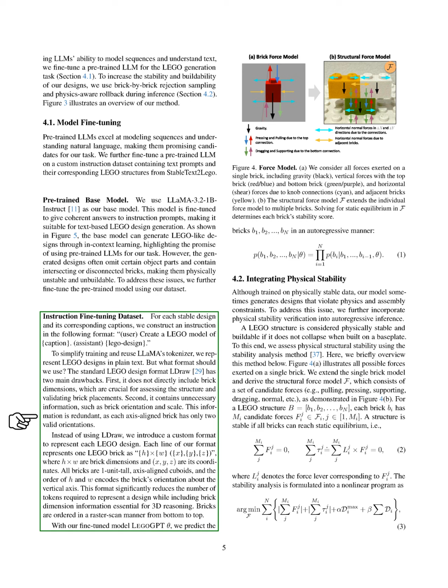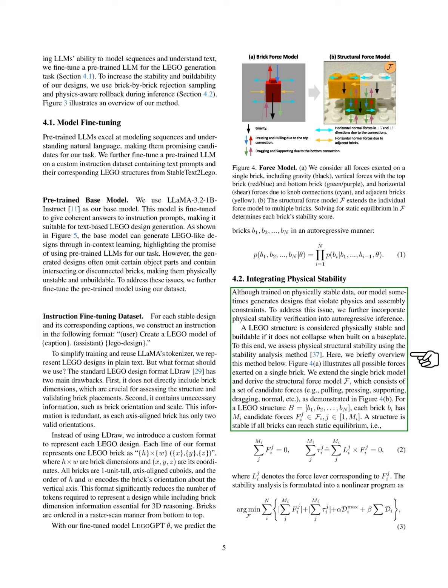To ensure physical stability, we recognize that our model sometimes generates designs that do not adhere to physical and assembly constraints. We incorporate a verification process during inference to check for stability. A LEGO structure is deemed stable if it can be built on a baseplate without collapsing. We assess stability using a method that analyzes the forces acting on each brick. We extend the analysis to consider multiple forces and determine if the structure can achieve static equilibrium.